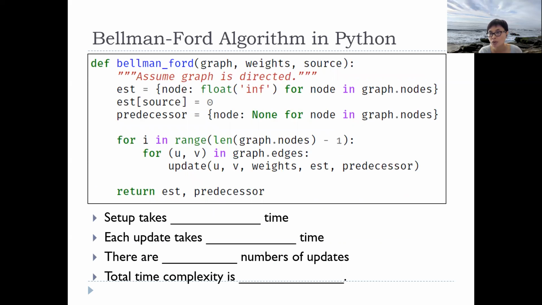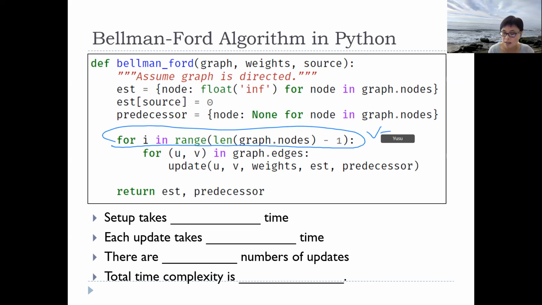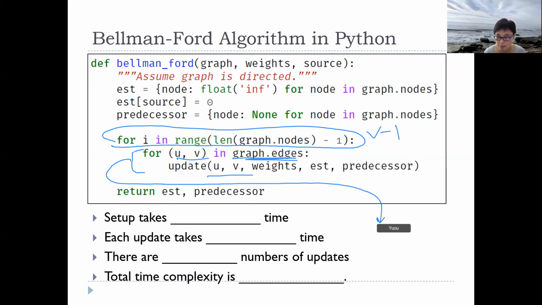And here is the pseudocode, the algorithm in Python. It's rather simple. What are we doing? This is basically the iteration. We run this v minus 1 times. Every time, very simple, we simply go through all the edges in the graph and perform an update. That's it. This is what I described earlier as update all edges. Each round you just perform an update for all the edges.